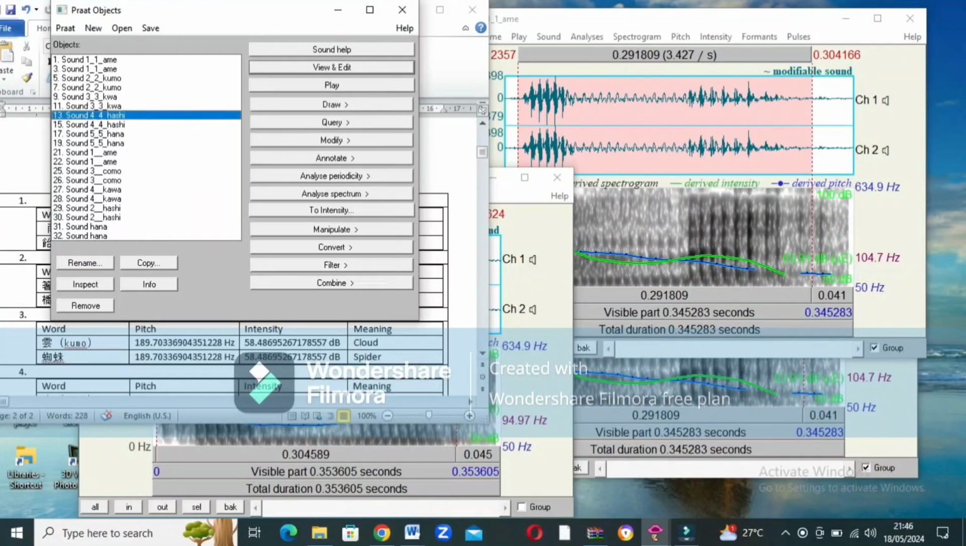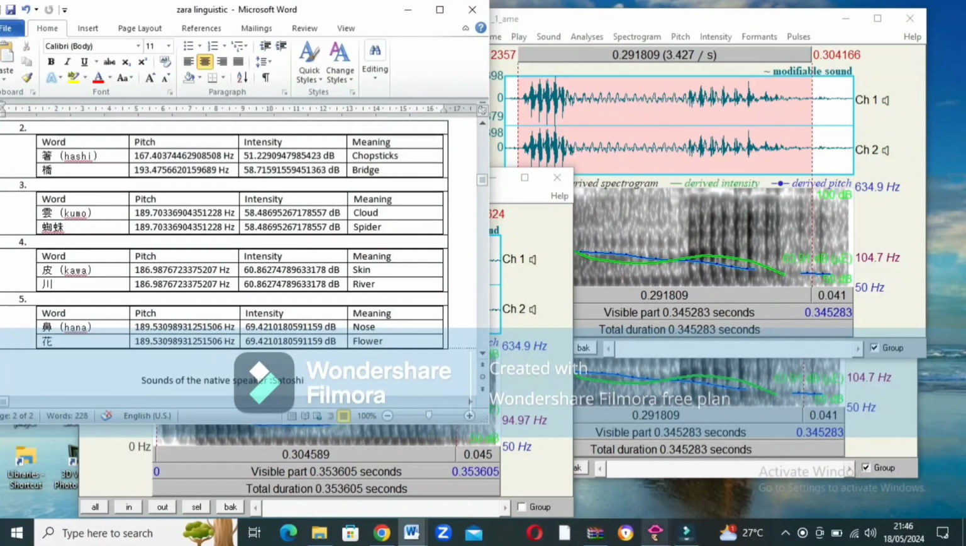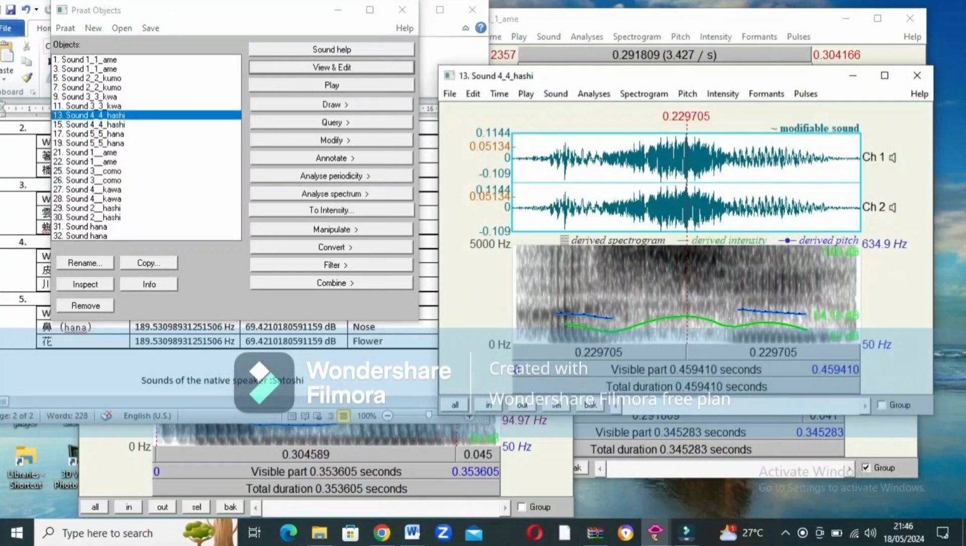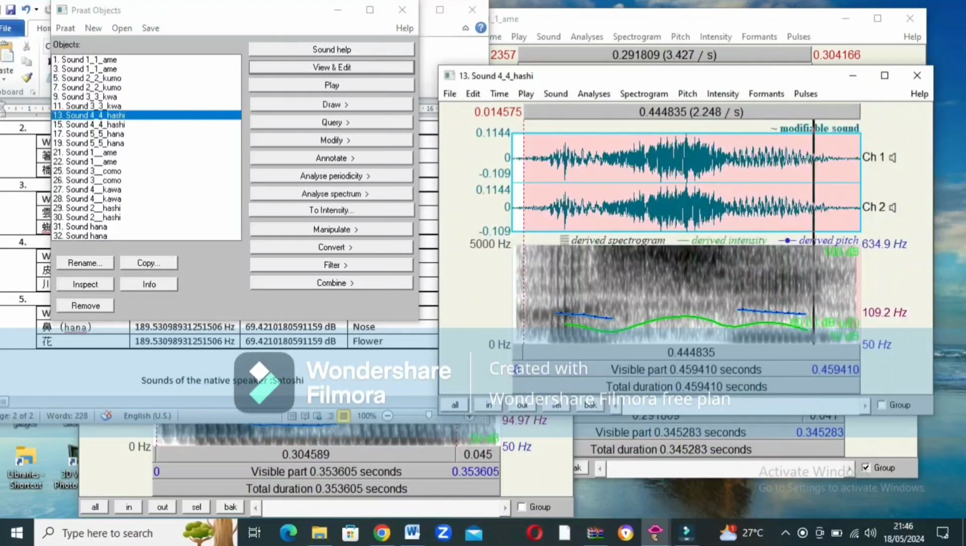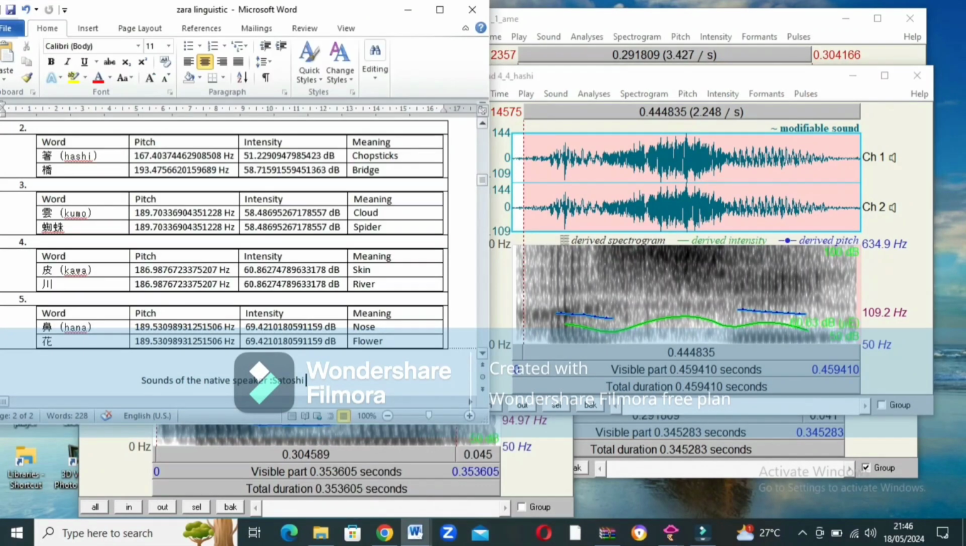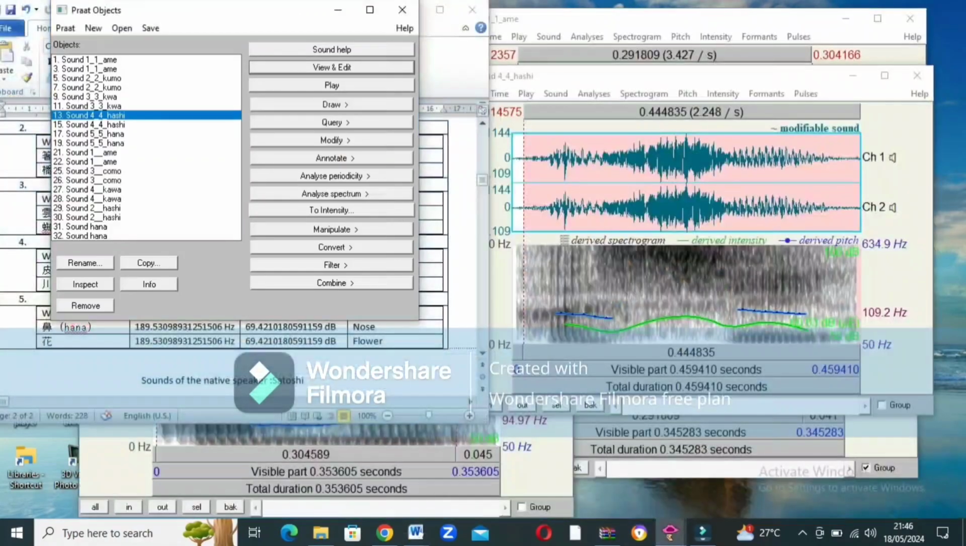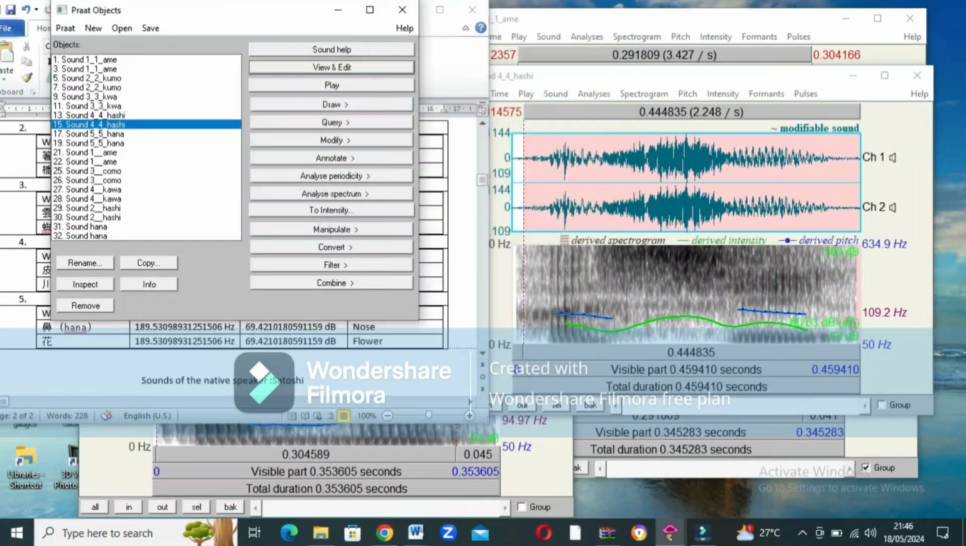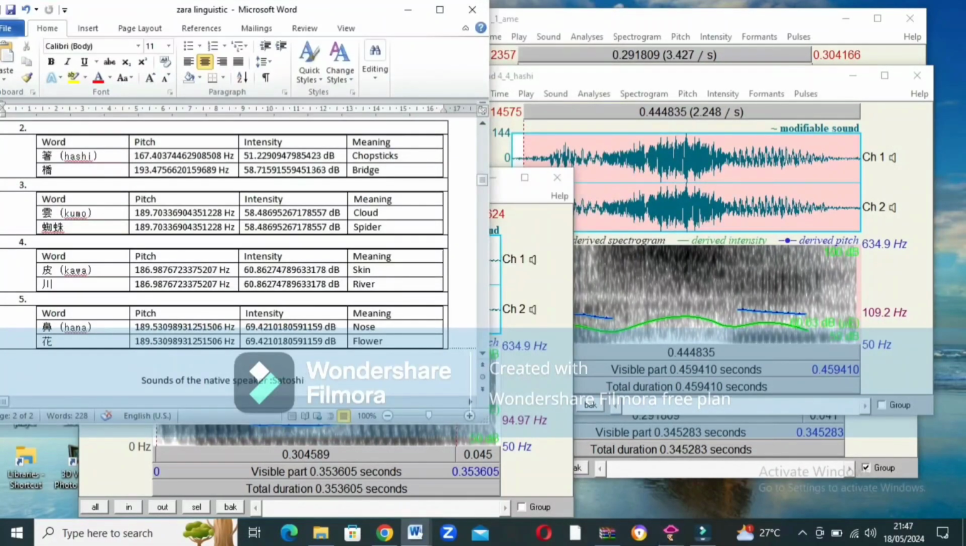Okay, we move to Satoshi's voice for hashi. Okay, this is his first hashi, which means chopsticks. Okay, the second hashi. Okay, we have heard his voice, which means bridge.